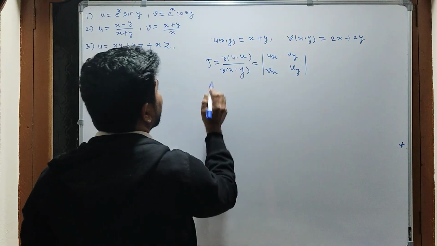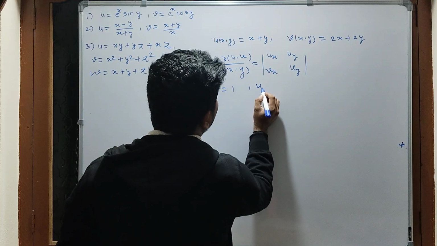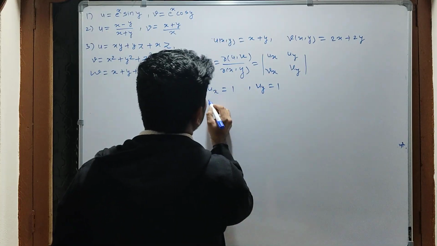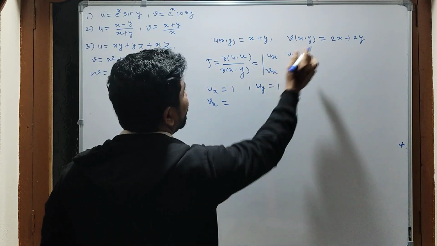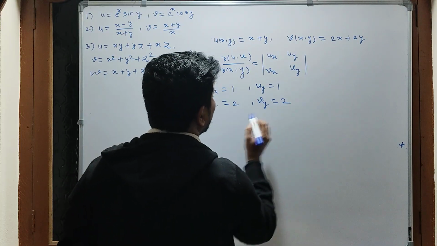So first we have to find ux. So how to find the partial derivative of u with respect to x? It is 1. The partial derivative of u with respect to y is 1. The partial derivative of v with respect to x is 2. The partial derivative of v with respect to y is 2.